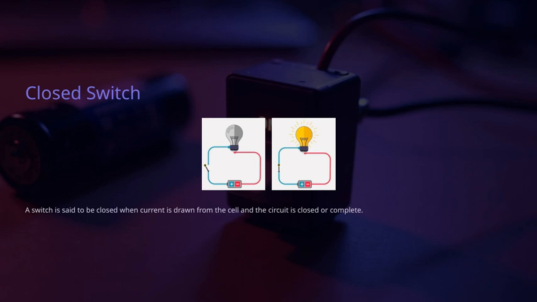So, whenever you hear about a switch being closed, think of it as turning the circuit on and letting the current do its job. This idea ties into the overall theme of how circuits operate and how we control the flow of electricity.